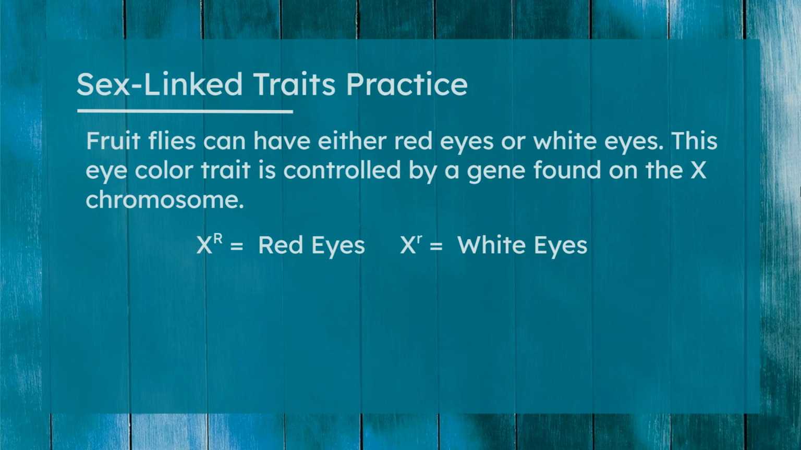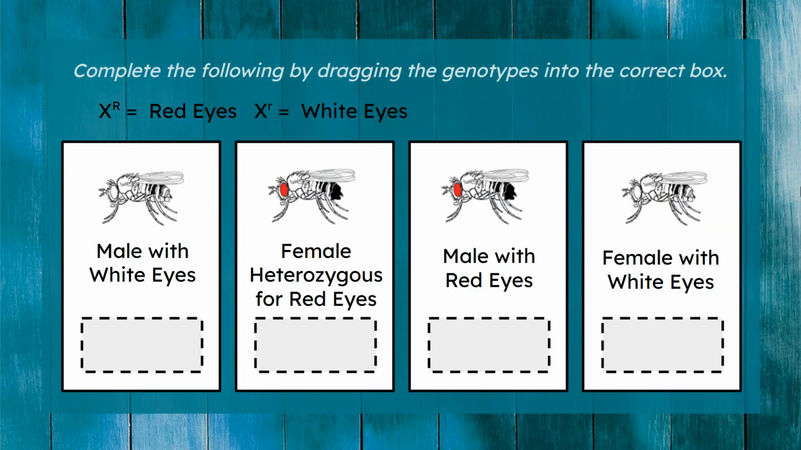Here's another example looking at fruit flies. It says they have either red eyes or white eyes, and this trait is going to be controlled by a gene that's found on the X chromosome. Red eyes will be dominant to white eyes. So if we are trying to figure out the genotype of a male fruit fly with white eyes, we would be writing down X^r Y. He's recessive. He's XY because he's a male, so that would be his genotype.